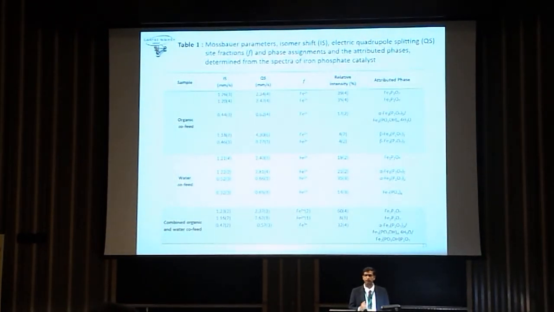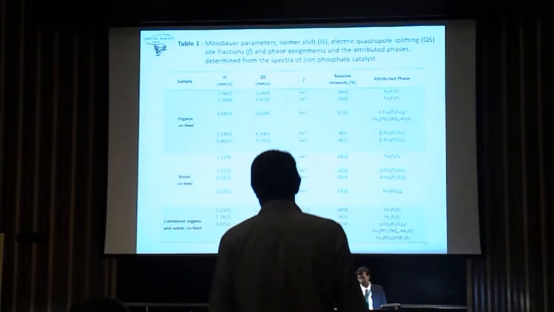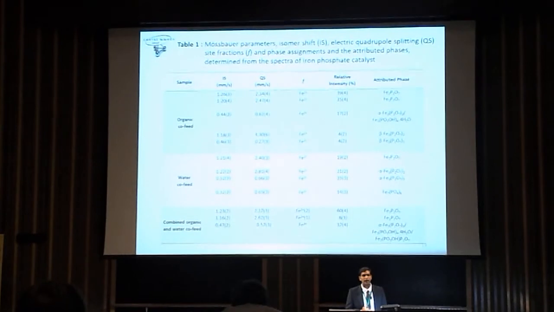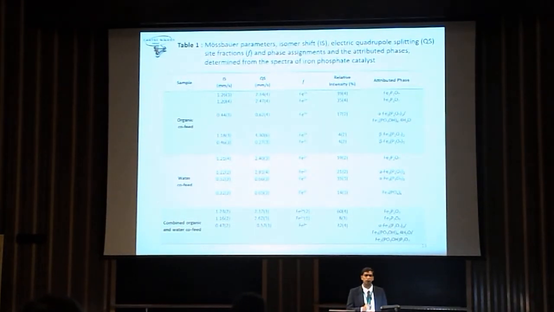Because if this transformation is taking place, then the formation of the beta phase will increase, which is an inactive phase, which decreases the yield towards our target product. And with the water co-feed, we observe a minor quantity of the iron pyrophosphate and a major quantity of the alpha phase. This is also observed in the selectivity towards our target product, thus the alpha phase of the iron phosphate is very active, which is supported in the literature.